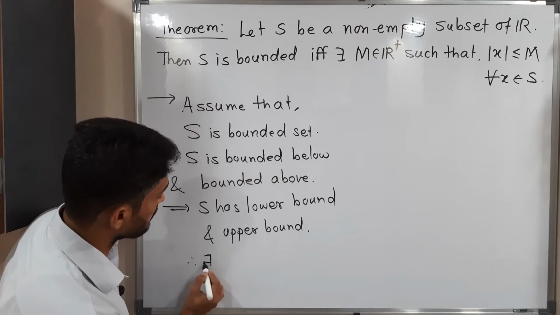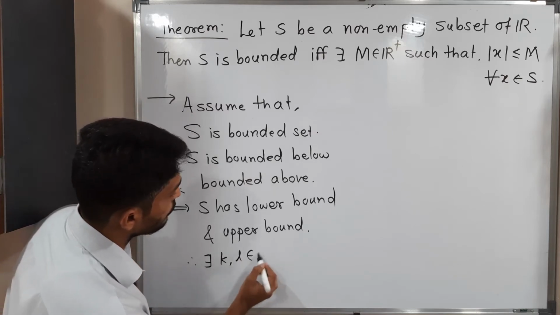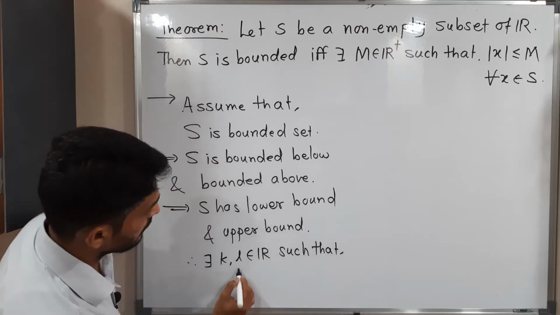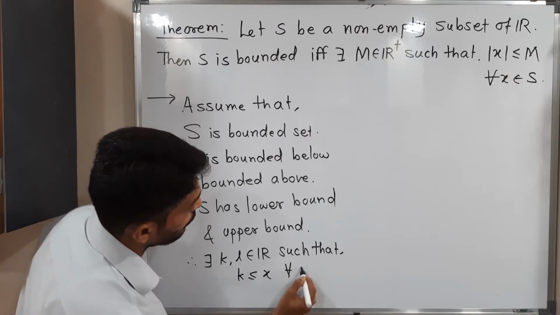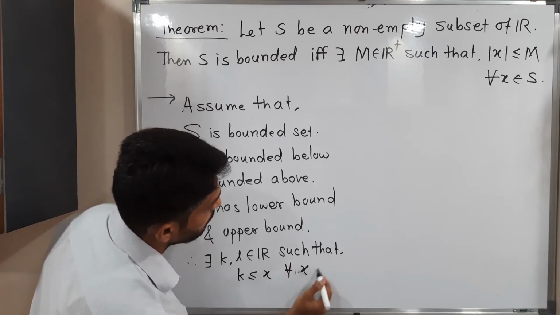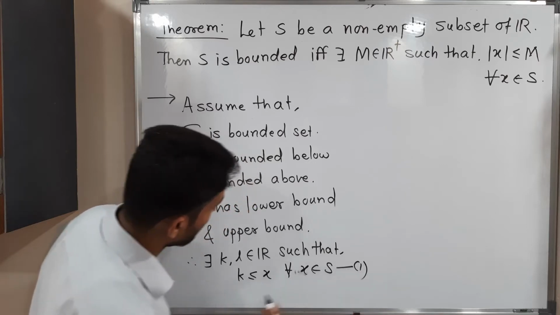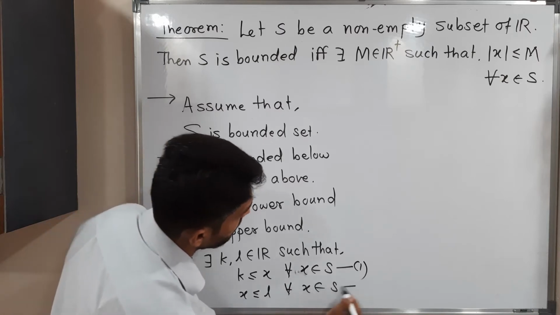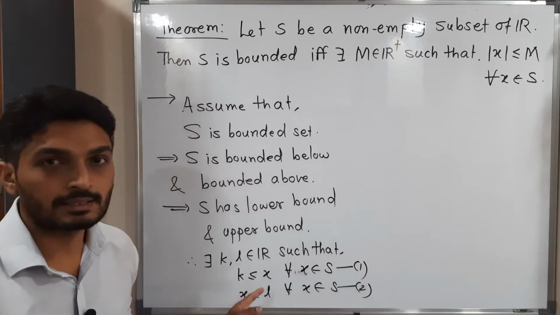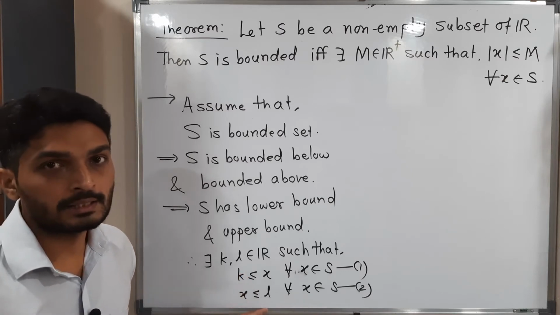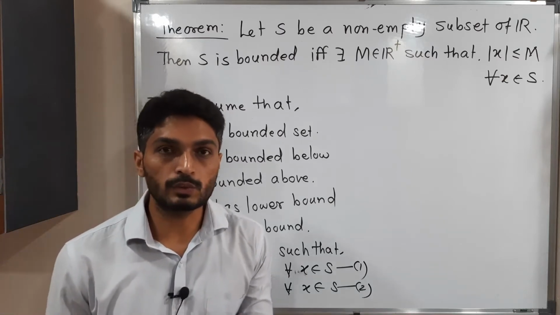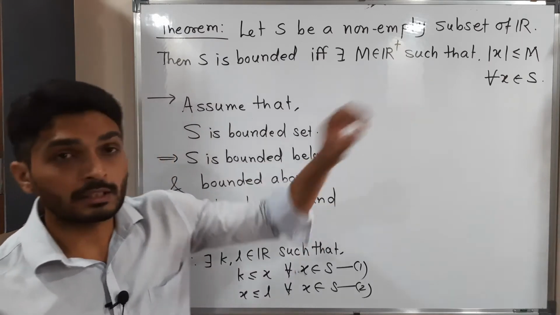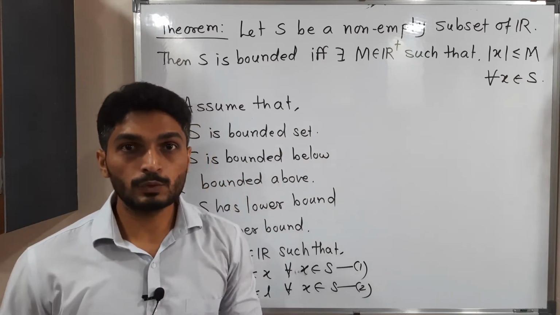So therefore there exist K and L belonging to R such that K is less than or equal to x for all x belonging to S. I will say this is 1, and x is less than or equal to L for all x belonging to S. So K is the lower bound and L is the upper bound. The given set is bounded, so that's why we could find the lower bound and upper bound. Let us go further, but here we are interested to find m. So we have to find the value of m.